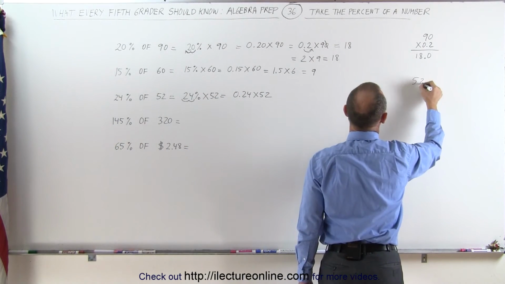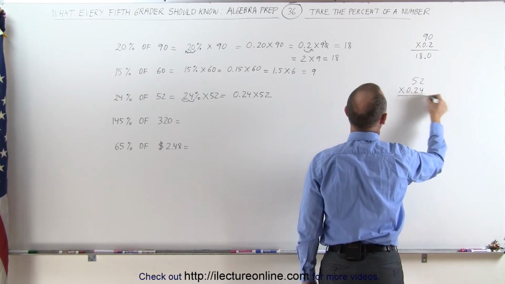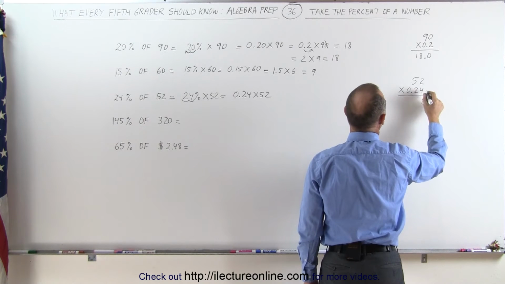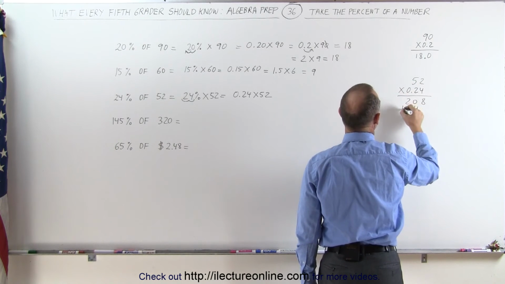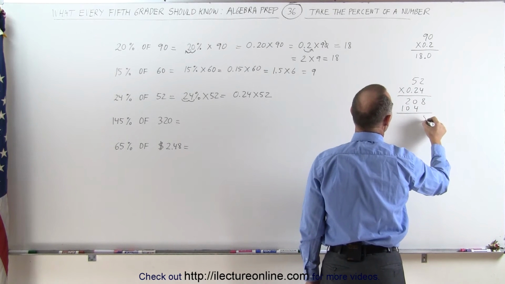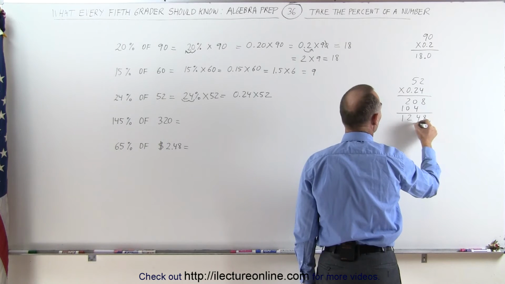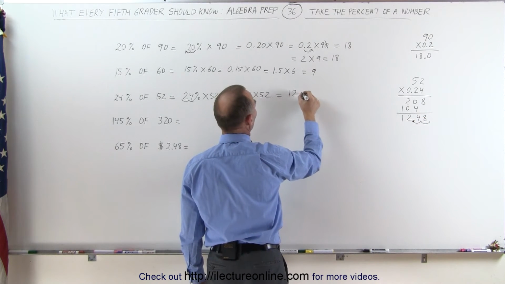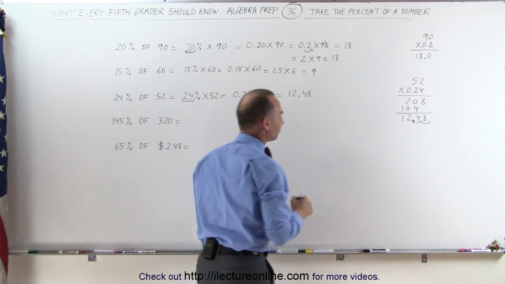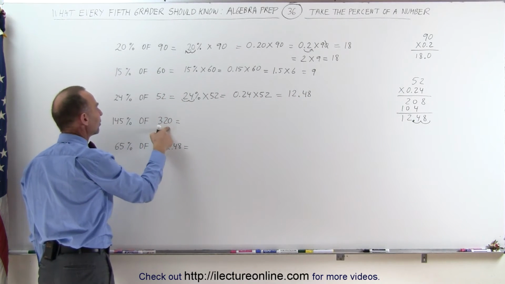Take 52 and multiply this times 0.24. 4 times 2 is 8. 4 times 5 is 20. 2 times 2 is 4. 2 times 5 is 10. Add it all together, 8, 4, 2, 1. I have 2 decimal places, 1, 2. Put it right there. The answer is 12.48.